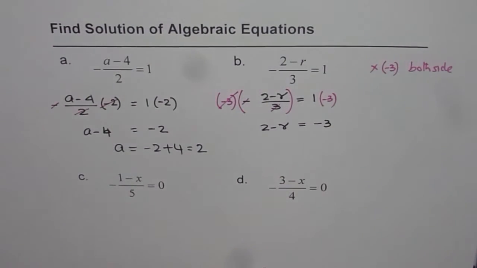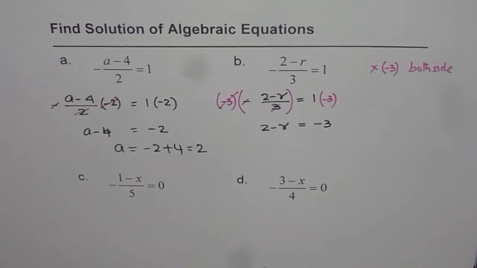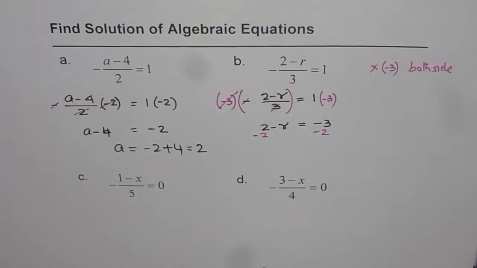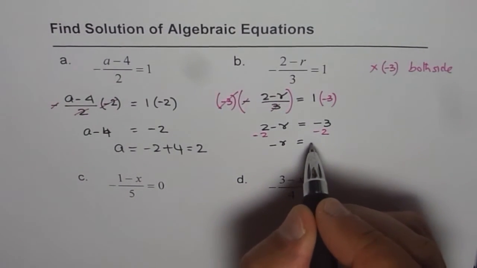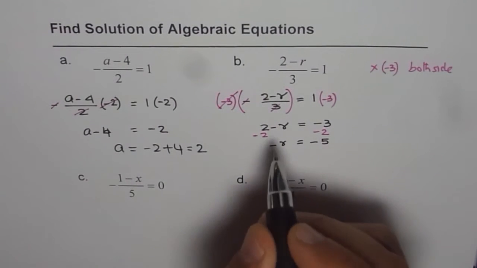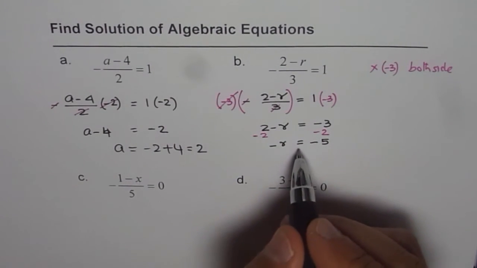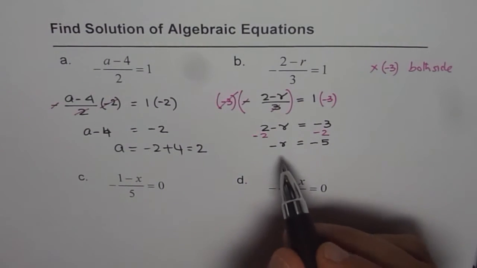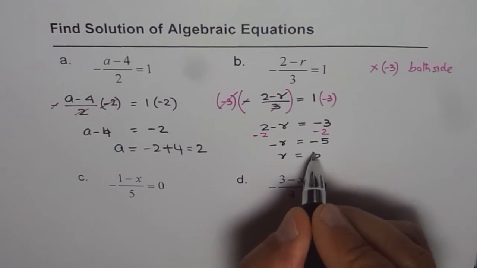Do you see that? Now we can subtract 2 from both sides, right? If you do minus 2 on both sides, then you get minus r equals minus 5. 2 minus 2 is 0, so you are left with minus r. So minus r equals minus 3 minus 2, which is minus 5. Minus r equals minus 5, so r is equal to 5, right?